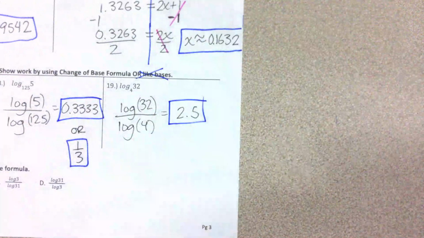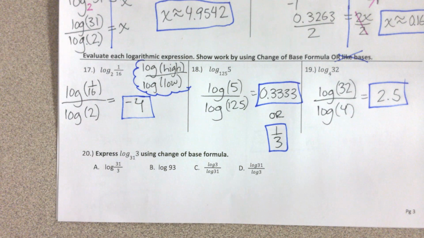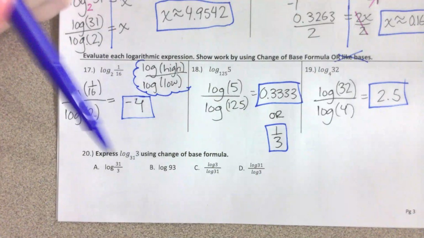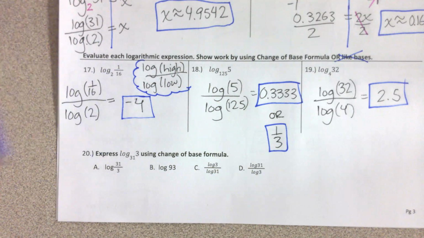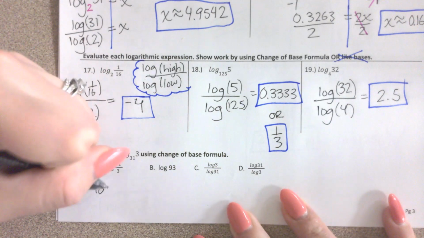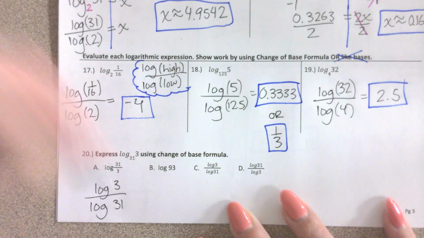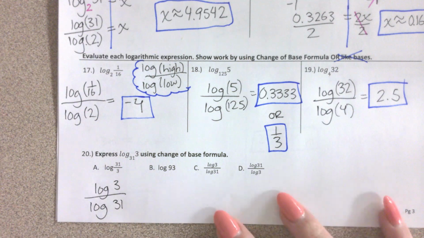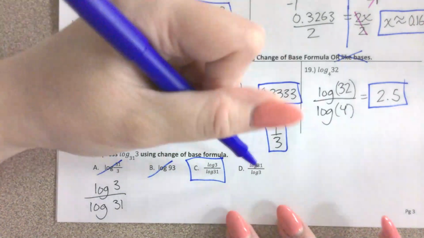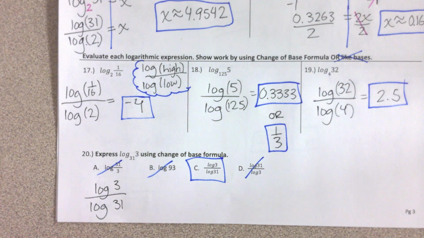All right, so last but not least, number 20. Number 20 just kind of reiterates what we were just doing on those last 3 problems. Express log base 31 of 3 using change of base formula. So basically what you would type into the calculator like we just did. So I'm just going to write it out. Log over log, and again it's high over low, 3 over 31. So now you just look for the one that looks like what I just wrote here. And it looks like it's going to be C. And remember, another way to remember this is the base number always goes on the bottom as well.